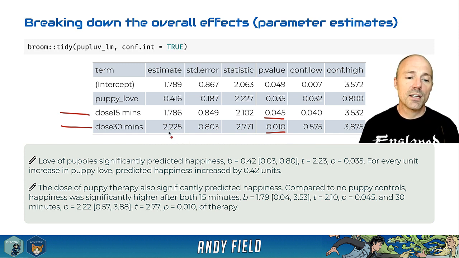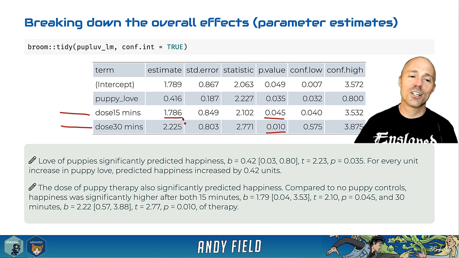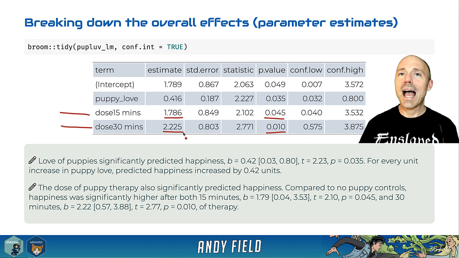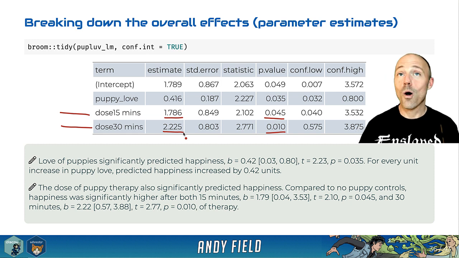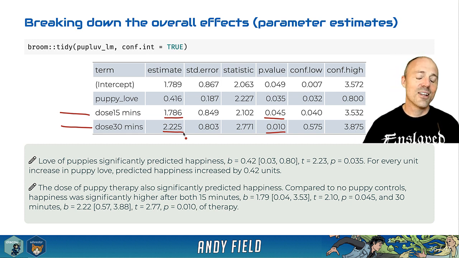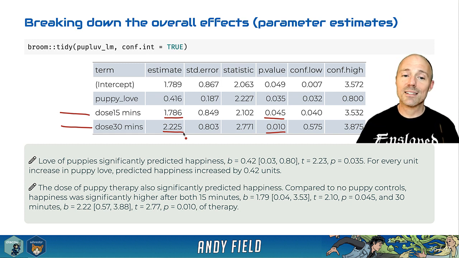And again, we can directly interpret these betas. For example, in the 15-minute dose group, after adjusting for the love of puppies, happiness was basically 1.8 units higher on that 10-point scale than in the control. And for the 30-minute group, at average levels of puppy love, happiness was 2.2 units higher on that 10-point scale than in the no puppy control. So we interpret the betas as raw effect sizes. We can also interpret the p-values in the usual way.